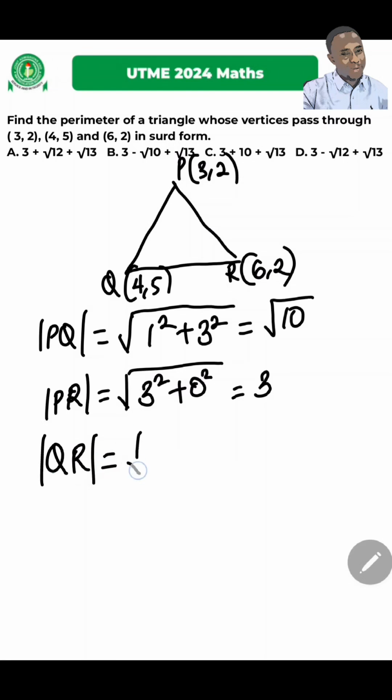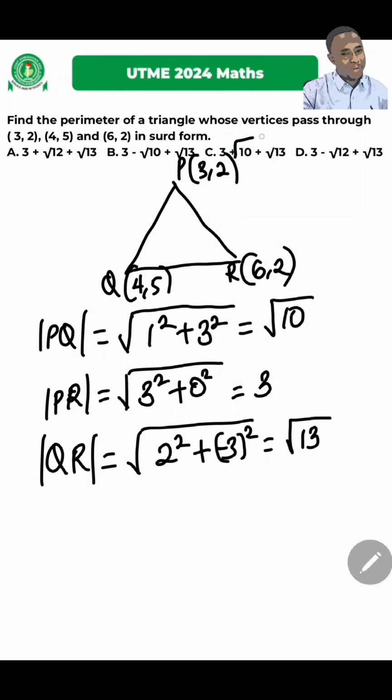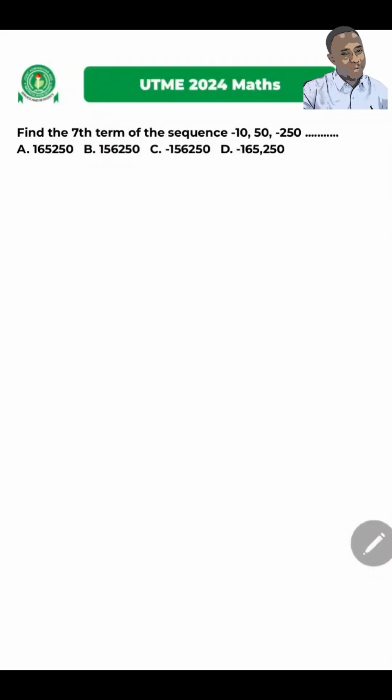To do QR, I will do 4 minus 6, or the reverse, 6 minus 4, which is 2. 2 squared, plus 2 minus 5, that is negative 3 squared. So 2 squared is 4, negative 3 squared is 9. So I have the square root of 4 plus 9, which is 13. So the answer to this question should be option C, which is 3 plus root 10 plus root 13. So the perimeter is 3 plus root 10 plus root 13. I hope you got it.